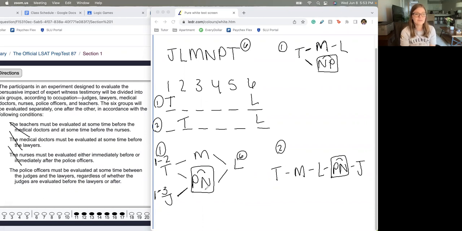But again, if this is really difficult for you to read, and I think this is one of the more difficult games on the LSAT because it's much more abstract than anything else, then you can just start diagramming based on what you have, your massive rule, basically.